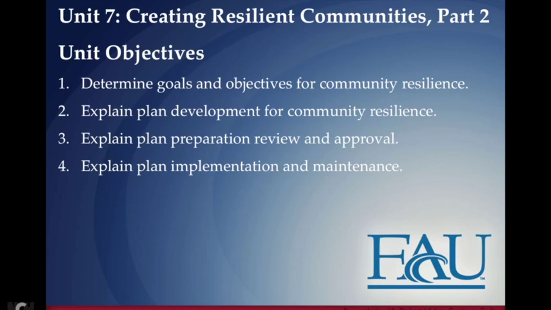This is Unit 7, Creating Resilient Communities, Part 2. This is your instructor, Dr. John Rennie. The unit objectives for this week are to determine goals and objectives for community resilience, explain plan development for community resilience, explain plan preparation, review, and approval, and explain plan implementation and maintenance.